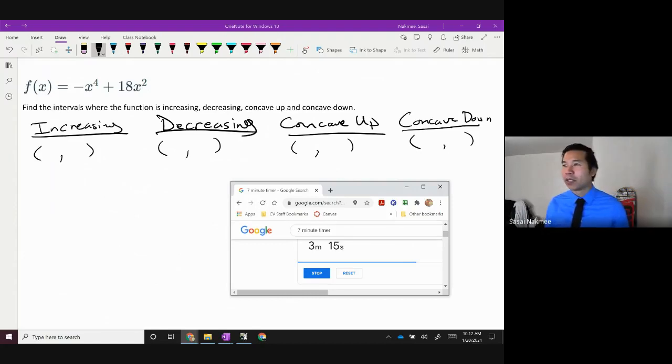Oh, one person's already got the first interval for where it's increasing, and that looks right. Beautiful, beautiful.